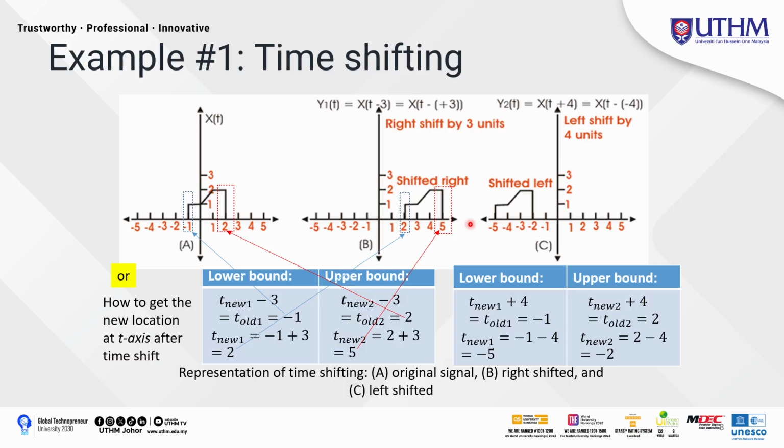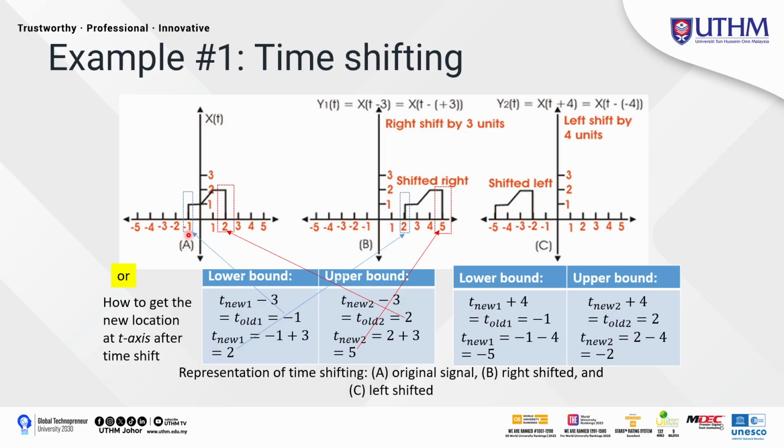Okay, let's look at another example. x(t plus 4). t plus 4 means x(t minus -4). So this negative means it is left shifted 4 units. Okay, left shifted 4 units. So again from the original, t plus 4 is from the question.